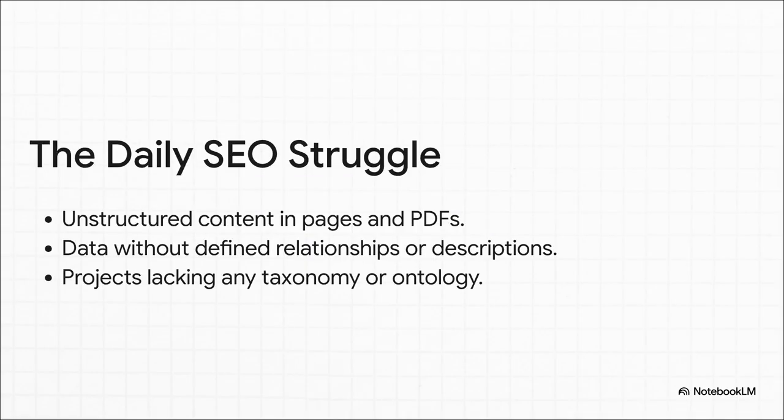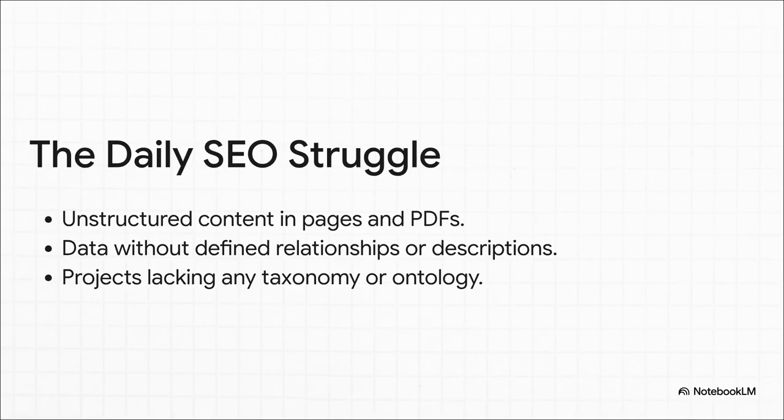I mean, let's be real. Most of the web is a semantic mess, right? You've got content just sitting in unstructured pages. Critical info is trapped inside files like PDFs. You've got projects with no defined taxonomies, no ontologies. Data is just scattered everywhere, across all these different databases, with zero relationships connecting them. For an SEO pro, this is the daily struggle, trying to bring order to that chaos for search engines that are starving for meaning.